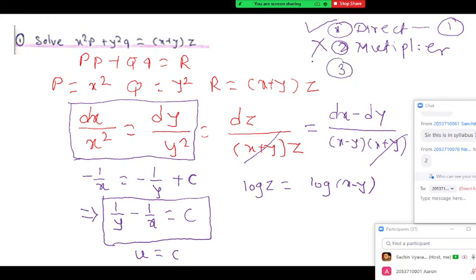The third thing is known as the theorem of equal ratio. Now in the theorem of equal ratio, I already told that if we have A upon B is equal to C upon D, then each ratio is always equal to A plus C upon B plus D. That also can be the same as A minus C upon B minus D. So this is the rule of the theorem of equal ratio.